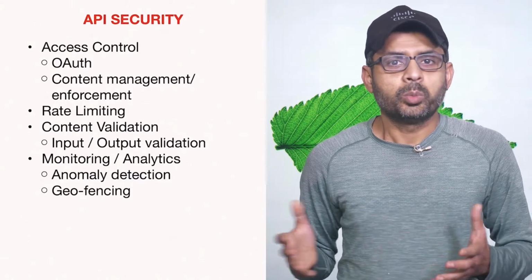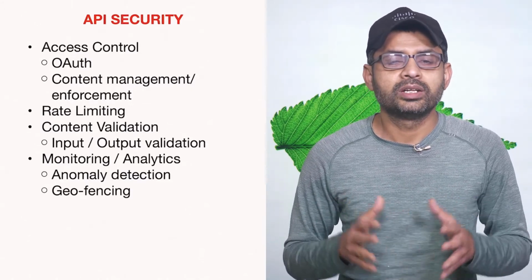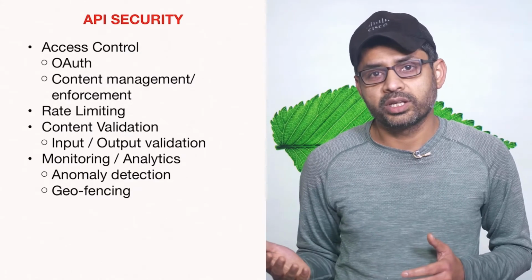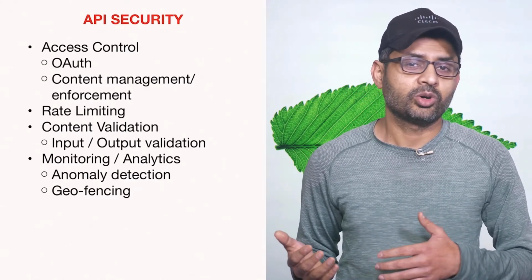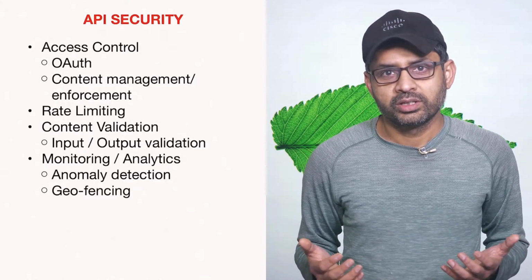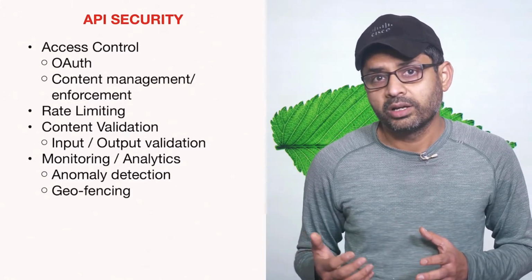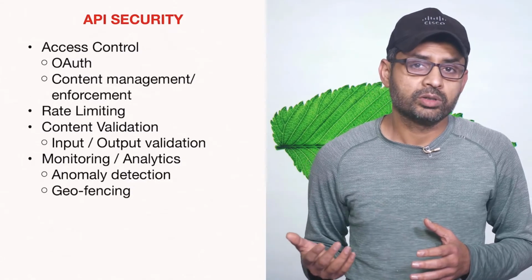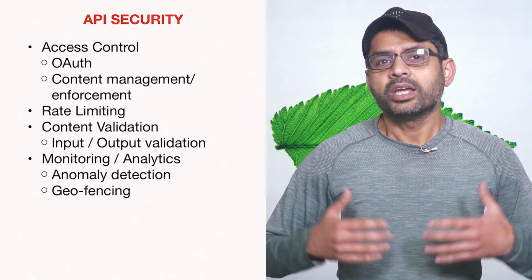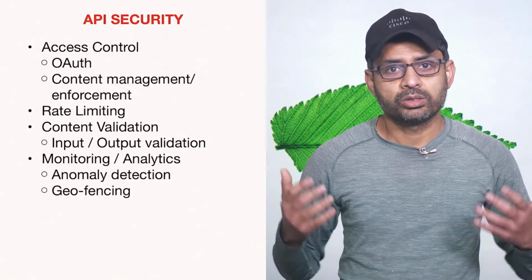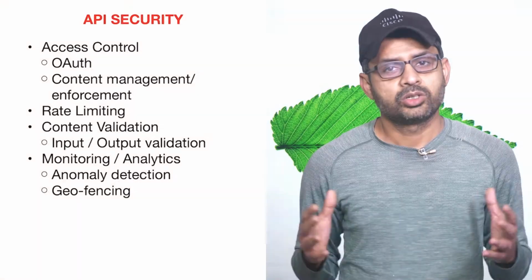OAuth is the open standard authorization protocol that describes how a client-side application obtains an access token in the first place. The OWASP top 10 also calls out rate limiting for APIs to avoid DDoS, for example. Likewise, content input and output validation are also part of the OWASP top 10.